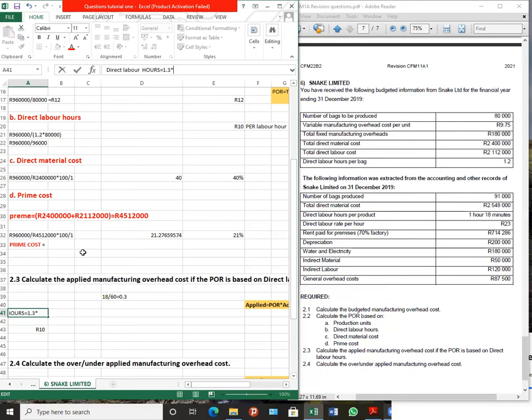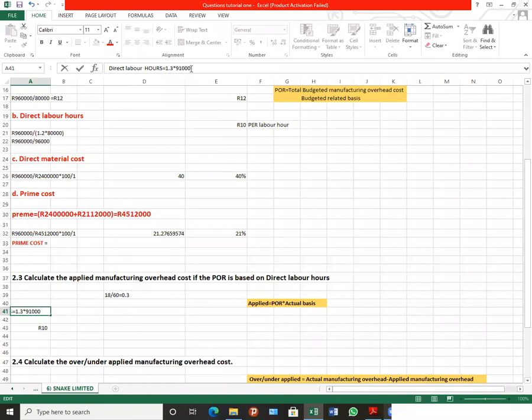Times how many units? 91,000 units. Number of bags produced. In total, how many hours do you get? I get 118,300.